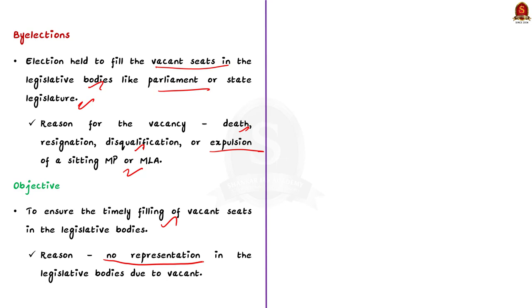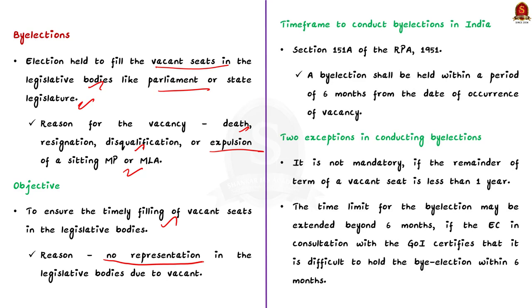Now, we will see what is the time frame to conduct by-elections in India. See, the time limit is provided in Section 151A of the Representation of the People Act, 1951. As per this section, a by-election for filling the vacant seats shall be held within a period of 6 months from the date of occurrence of the vacancy.